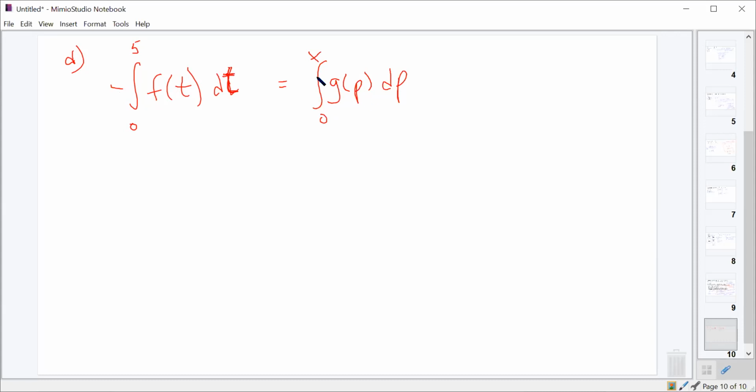Does that make sense to everybody? That was worth 2 points. One for this integral, and you should write it this way. One for this integral and 1 for the equation to relate them together. Does that make sense to everybody? Cool.